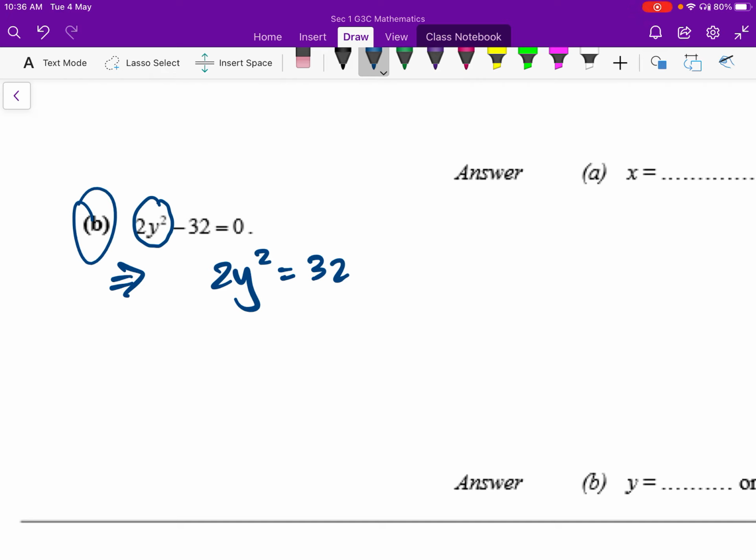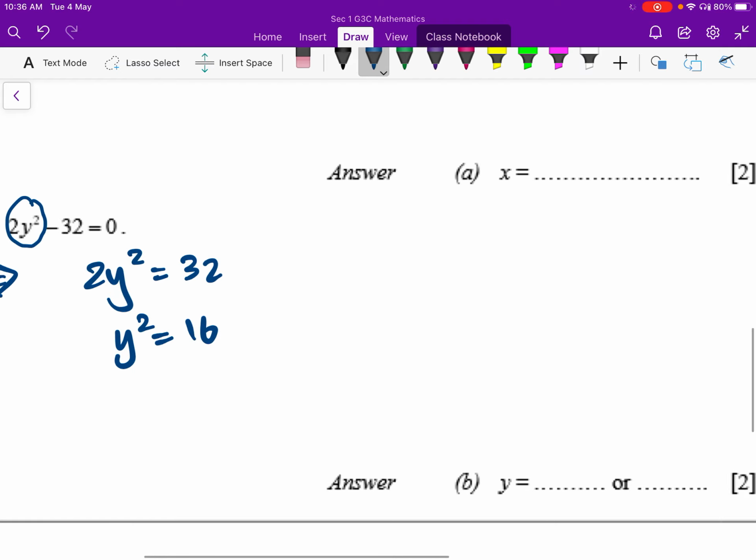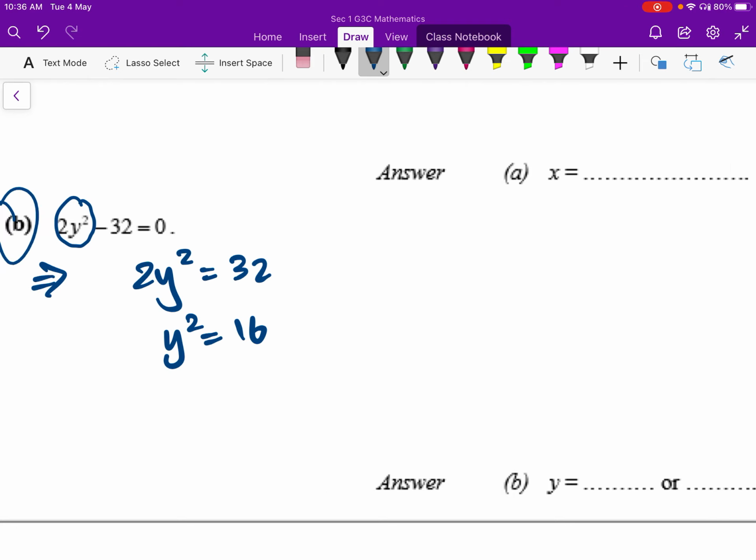Now we need to divide by 2. Y squared is 16. They didn't ask you to find y squared. They wanted y. So to get rid of that square, what is the opposite of a square? What is the reverse of a square? Ningwan, what is the reverse of a square? Power what? Power 2. So 16, square root.